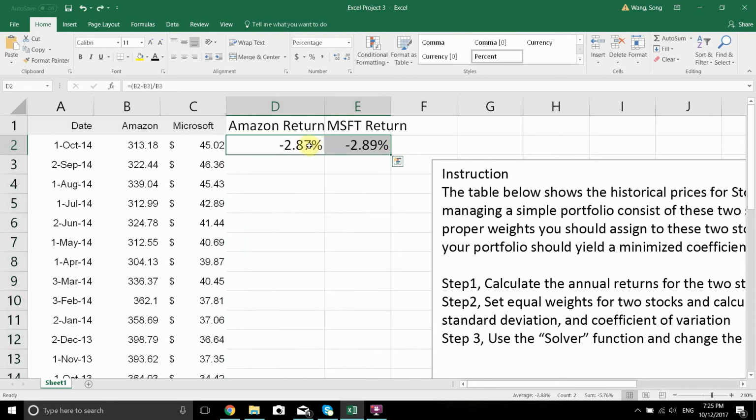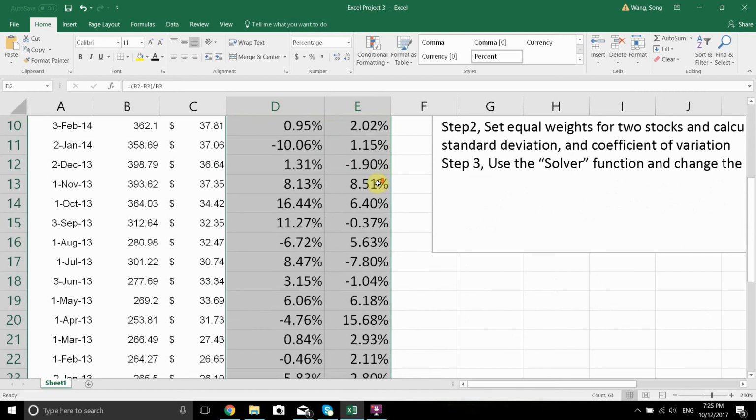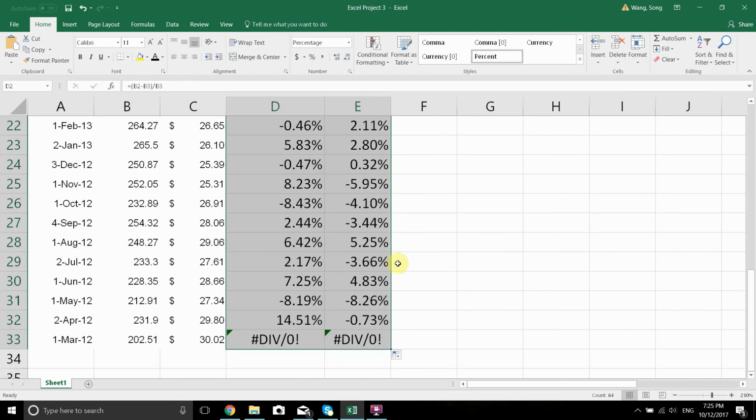Let me undo it. So what I did here is I highlight these two and I move my mouse right down here. You see when my mouse changed to a black cross, that's when I can double click, okay? And then the whole column return is generated.